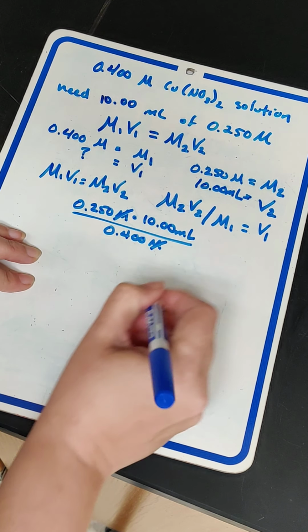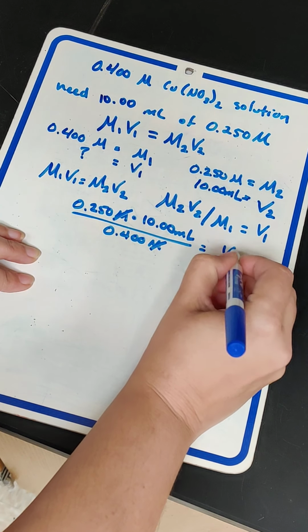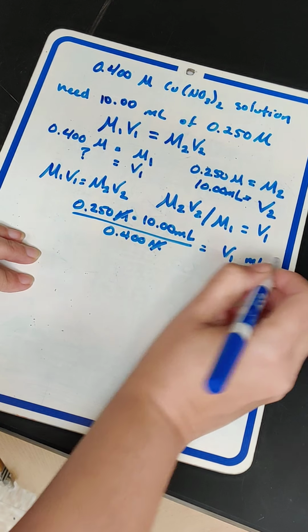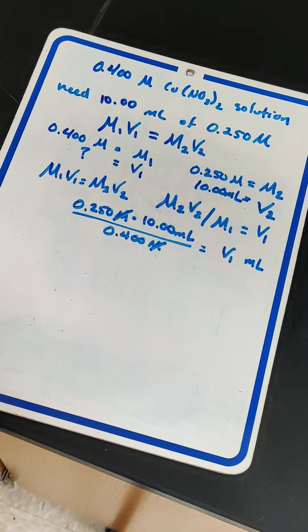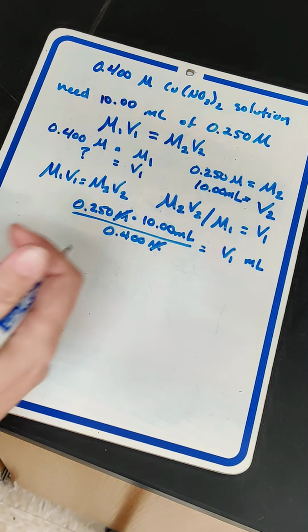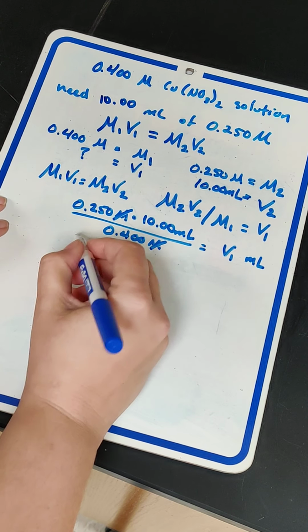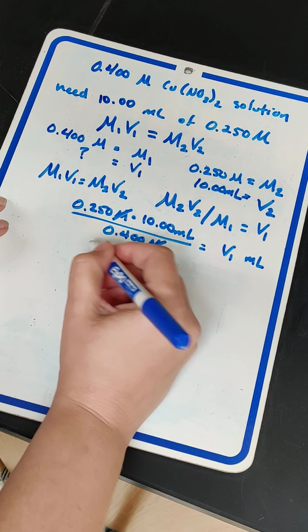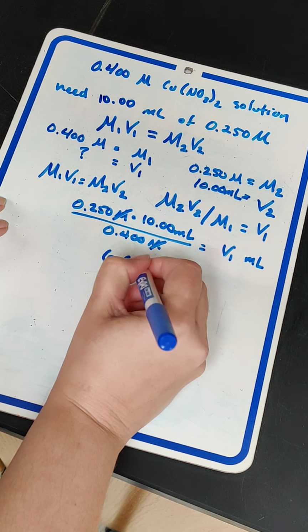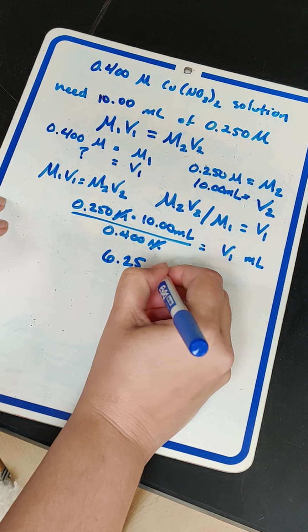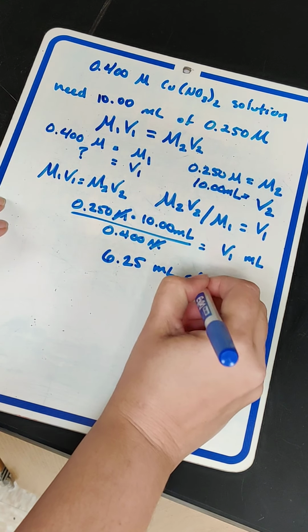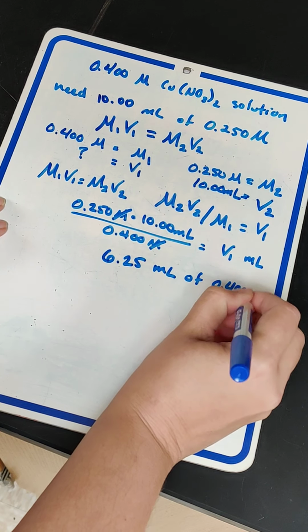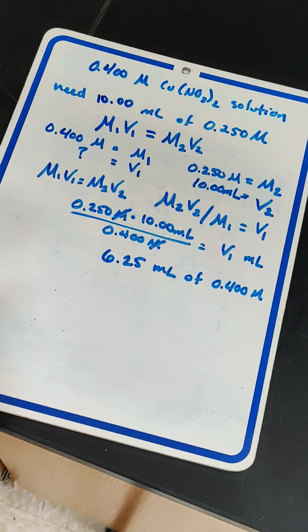Notice my molarities cancel, so I have a V1 in milliliters, which makes sense. We were looking for a volume. So if I do this math and I plug it into a calculator, this tells me that I need 6.25 milliliters of 0.4 molar solution.